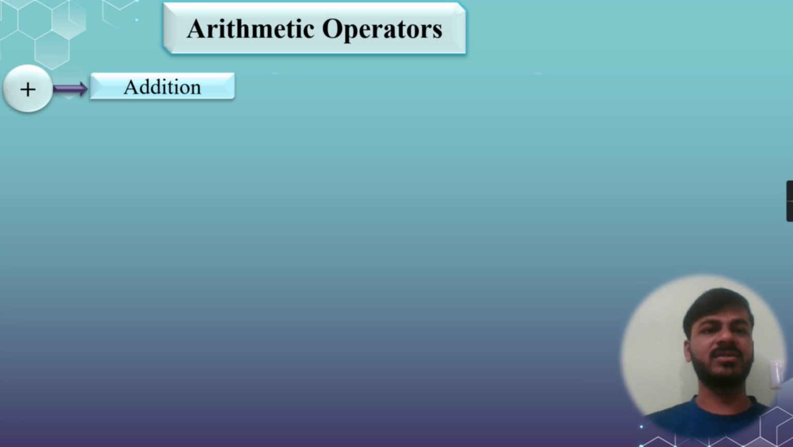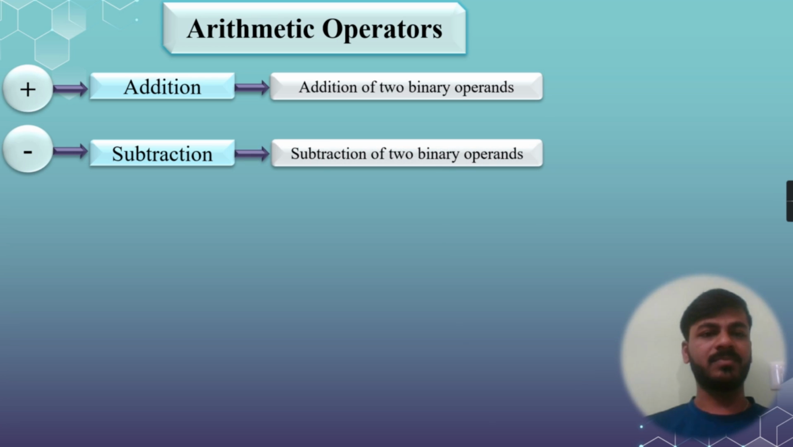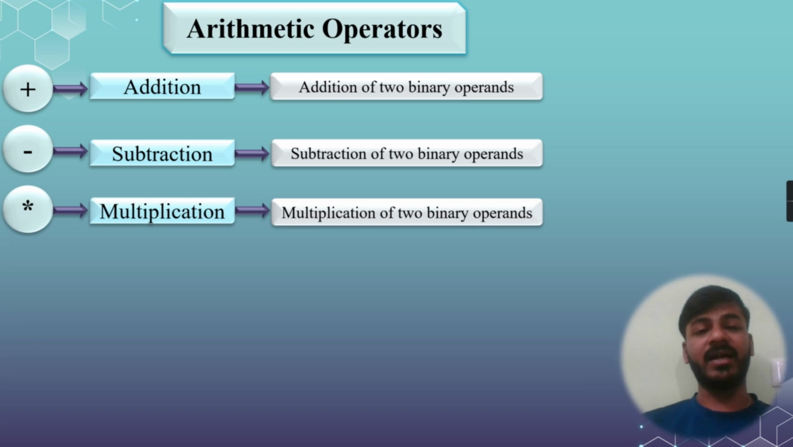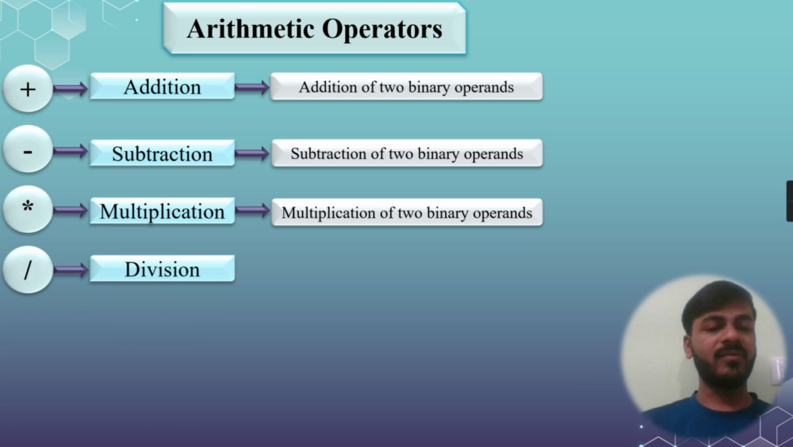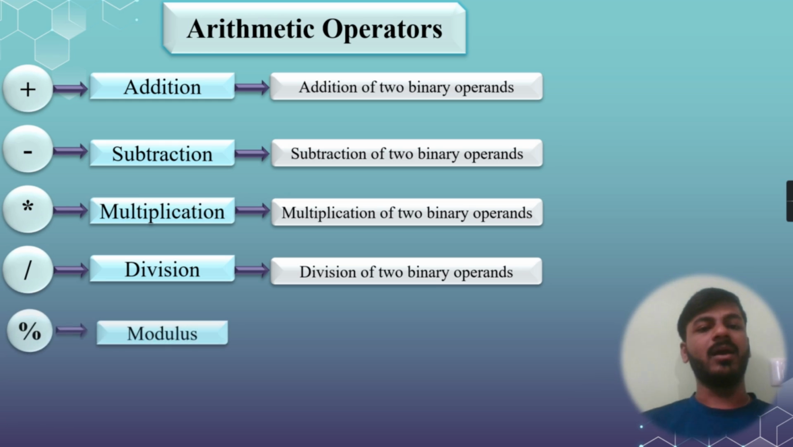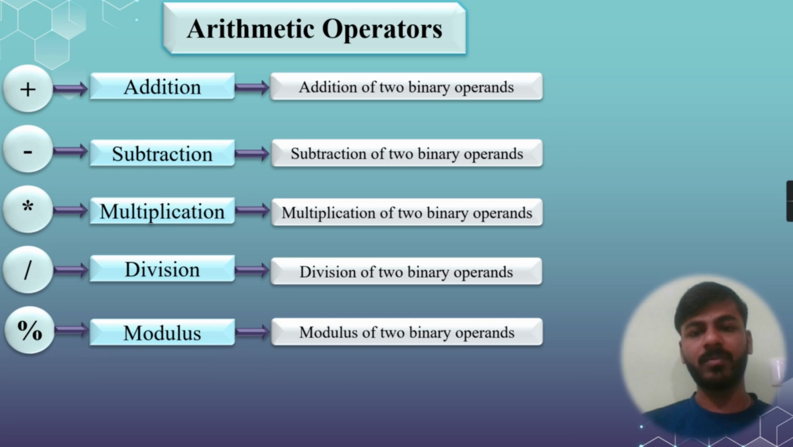So the first is addition, which will perform addition of two binary operands. Then subtraction, which will also perform subtraction of two binary operands. Then the multiplication operator, which is also going to perform multiplication of two binary operands. Then we have the division operator, which is going to perform division of two binary operands, but the division operator will return the quotient. Okay. And for the remainder, we have the modulus operator, which will perform modulus of two binary operands and will return the remainder.